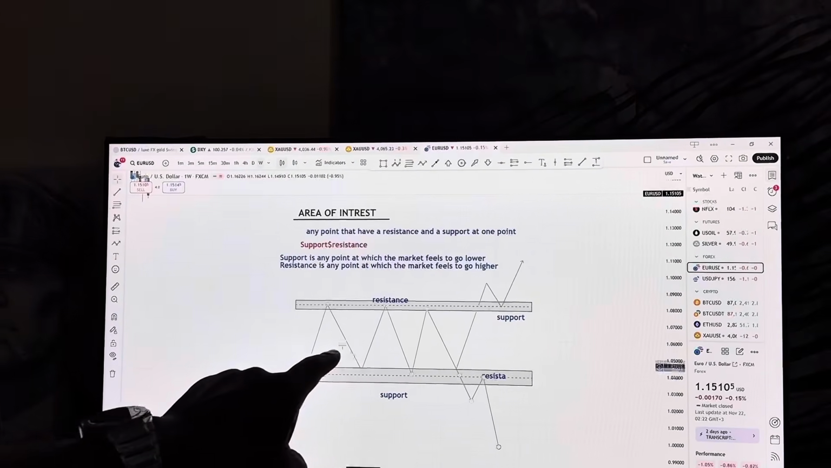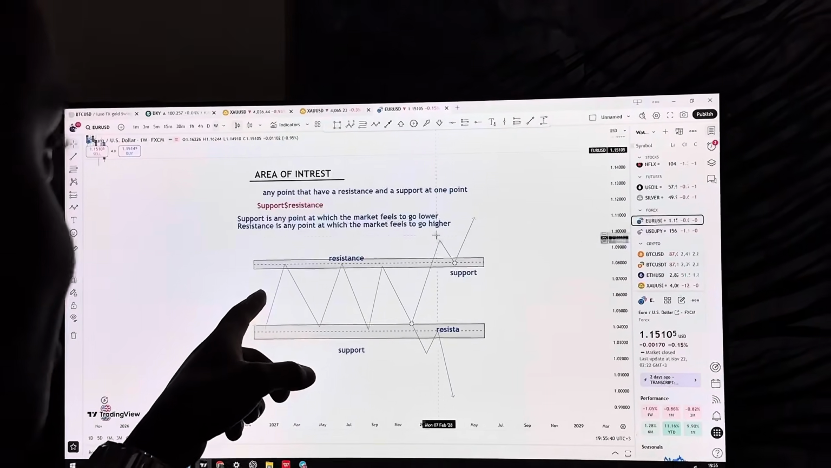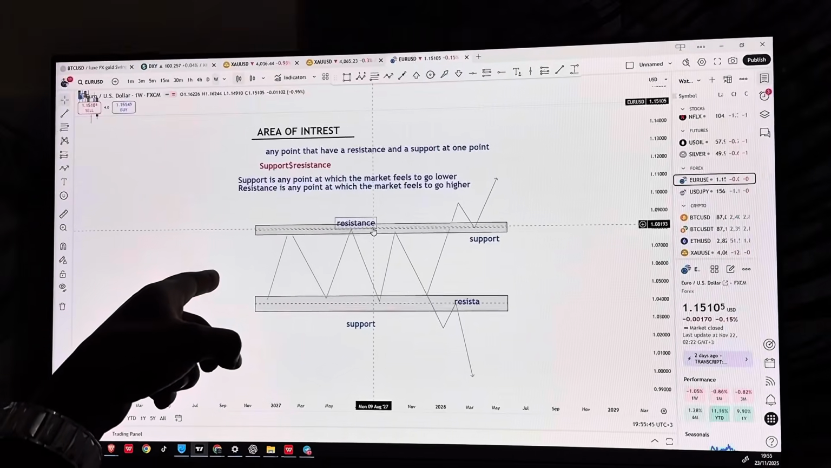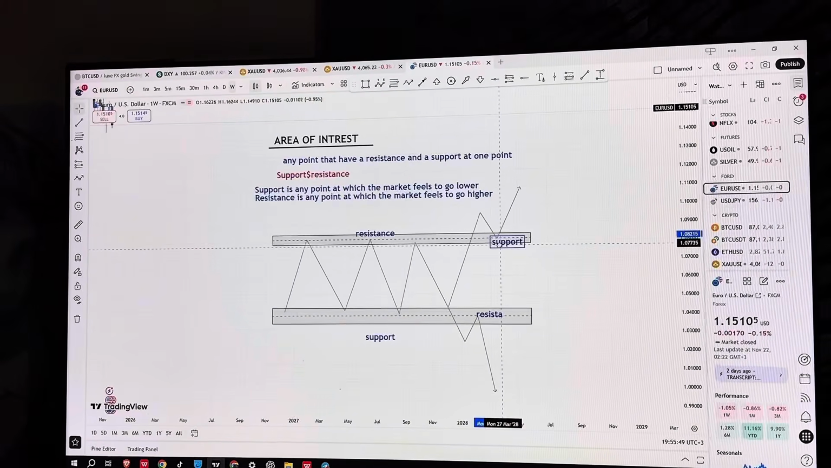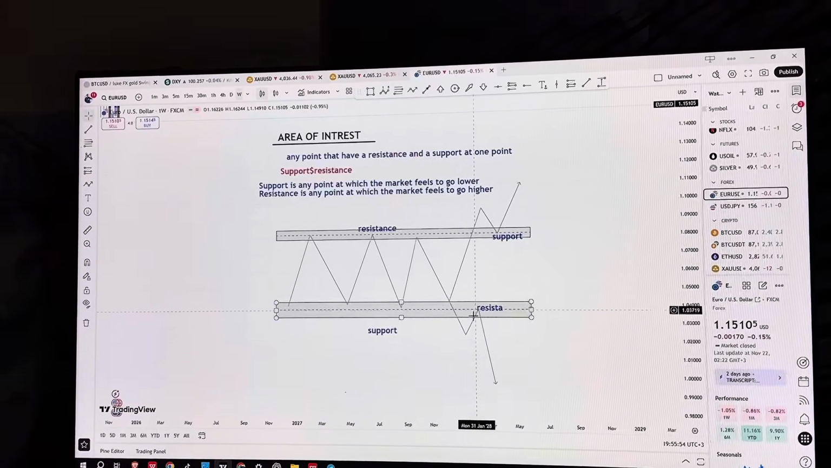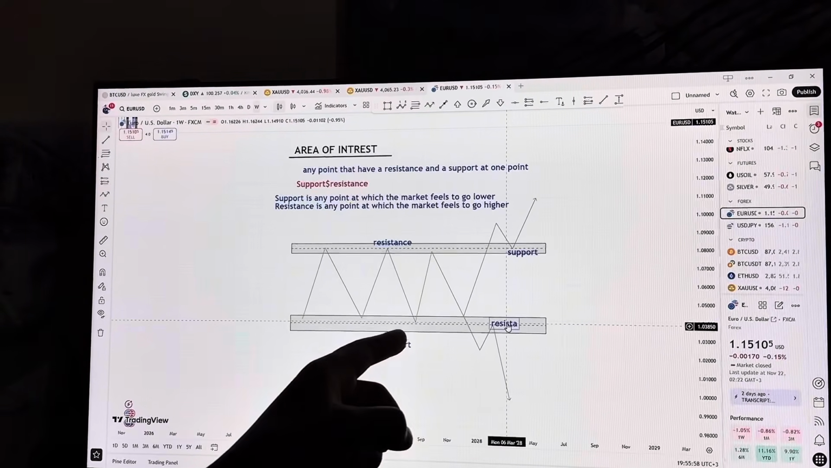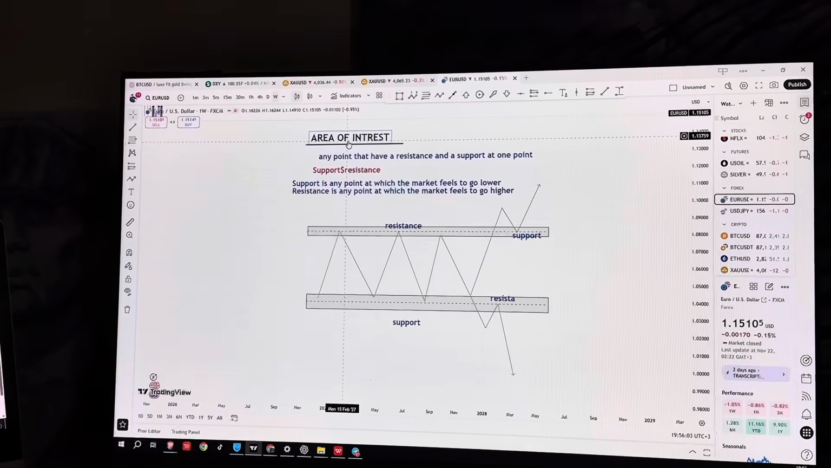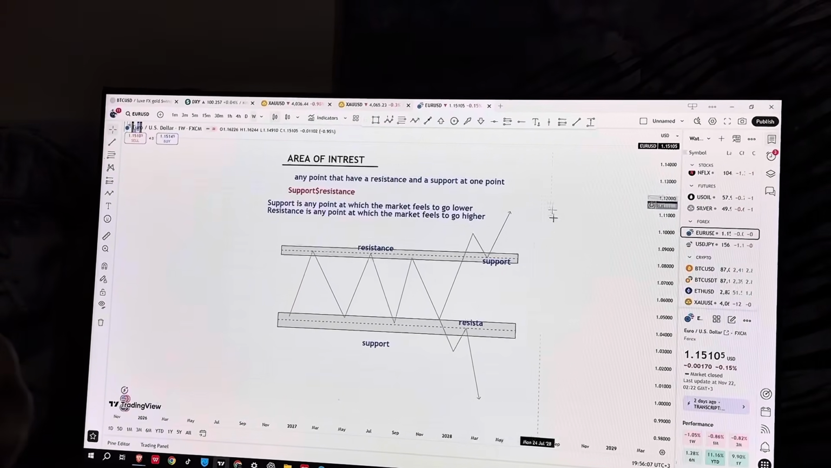You see, here is your resistance, the market came and broke above it and needed a retest. This point you'll call a support. This point here low, this is your support. Here it came and broke your support. After breaking your support, the market came and did a retest. It formed a resistance. So area of interest is any point that has a resistance and support at one point.